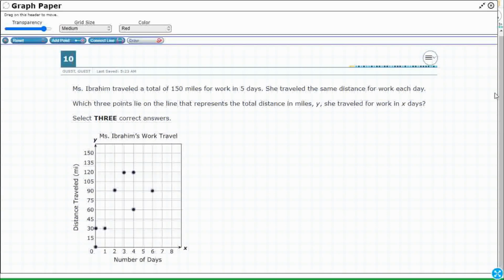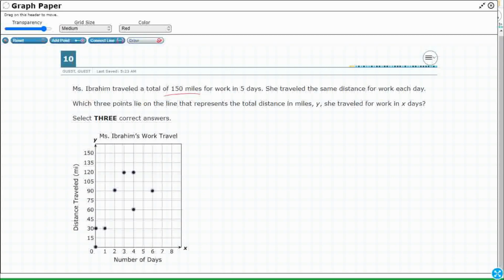So let's take a look at this problem. Miss Ibrahim traveled a total of 150 miles to work in 5 days. She traveled the same distance to work each day. All right, so we've got equal groups here. When we see equal groups, we should be thinking either multiplication or division. So which 3 points lie on the line that represents the total distance in y that she worked in x days?